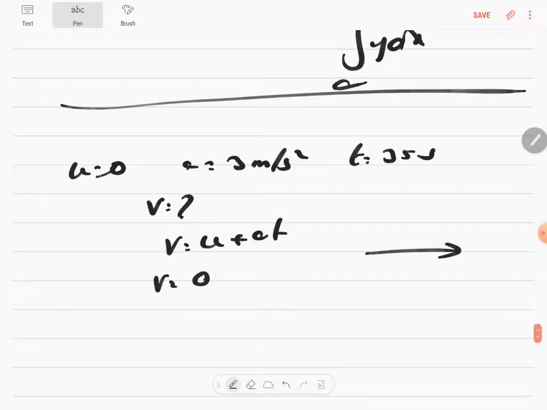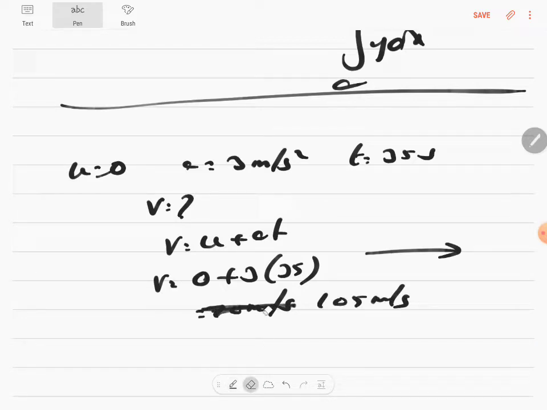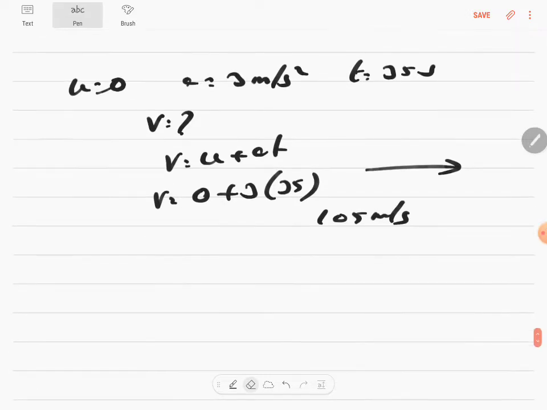u is 0. Acceleration is 3 meter per second square, time is 35. Therefore, it's 70 meter per second. Correct? No, 35 into 3 is not 70. It's 105 meter per second. Okay, so that's about it. So like this, there are sums that we're going to discuss now, which is a revision.